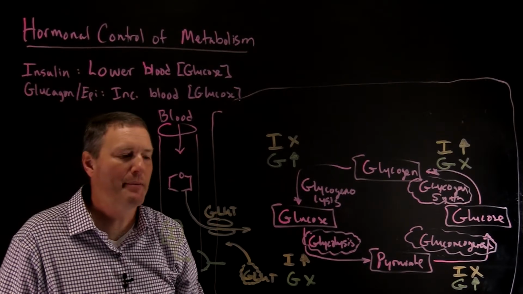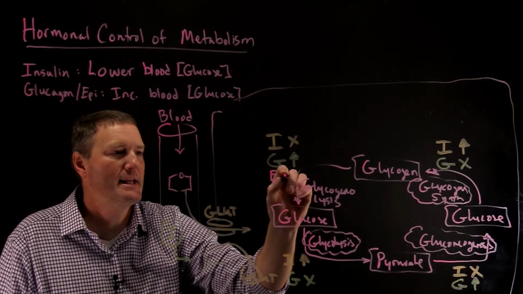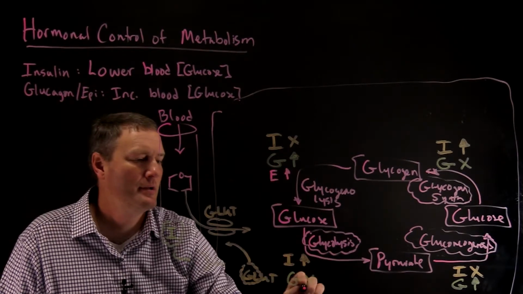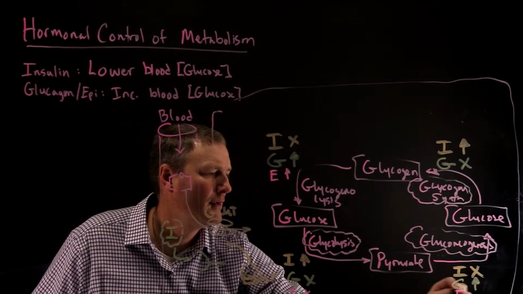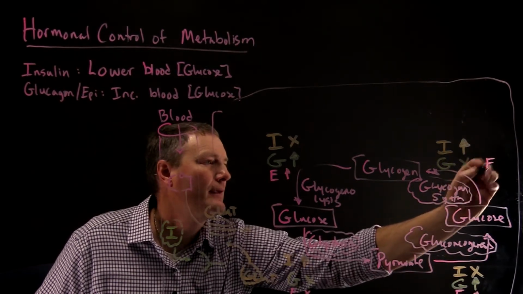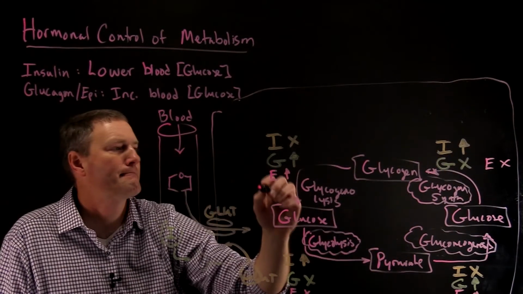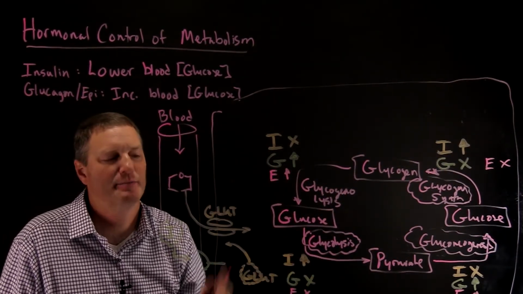Lastly, let's put in epinephrine. Well, epinephrine has the same effect as glucagon, so we'll just list that as an E. So that's going to be up. E is going to be there. E is here. E is inhibiting that. Okay, so again, glucagon and epinephrine, they have essentially the same effects, but epinephrine does it much faster.